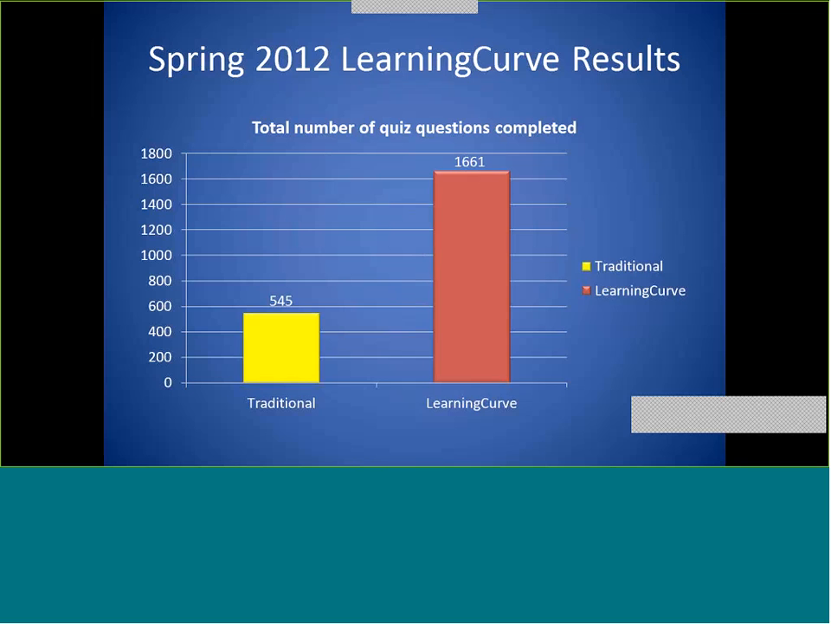You know what's really cool about that? The people on the red bar on the right, do they know that they're doing 3 times more? No. Right? So it's like they're eating their broccoli and they don't know that the other class is having chocolate.